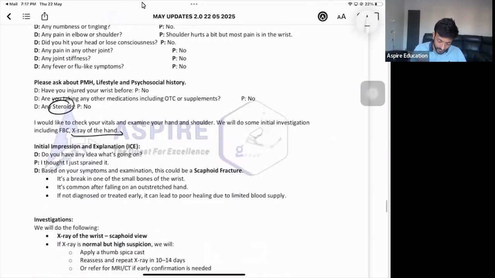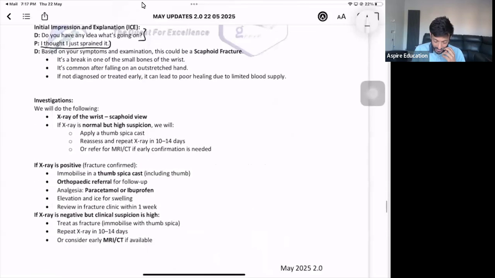Okay. So when you do this, the patient might ask you, is it a fracture or did I just sprain it? Now, whether the X-ray is going to give you a clear fracture or not, that is a thing. But to be honest, the management won't be different, right? Because X-ray of the wrist, scaphoid view. So if the X-ray is positive, what is the management? The management is cast.